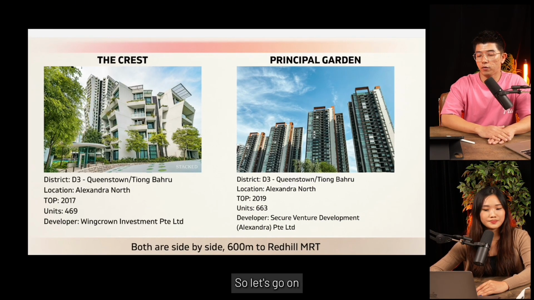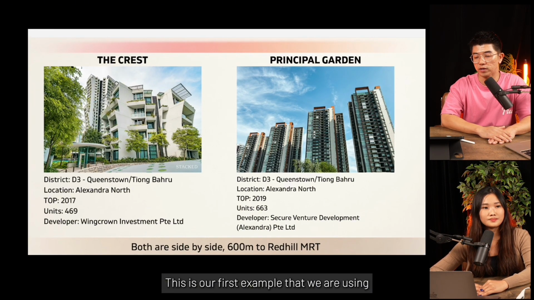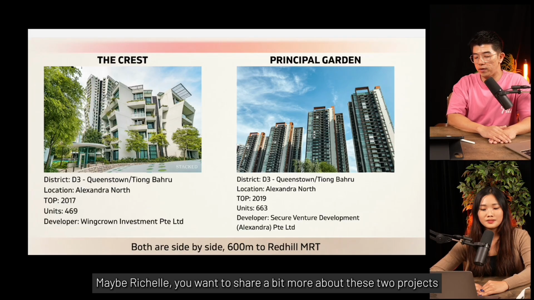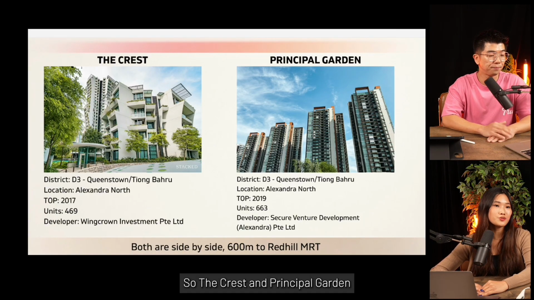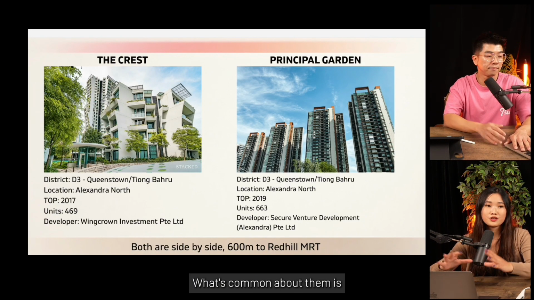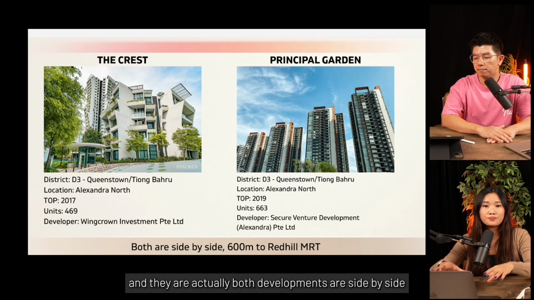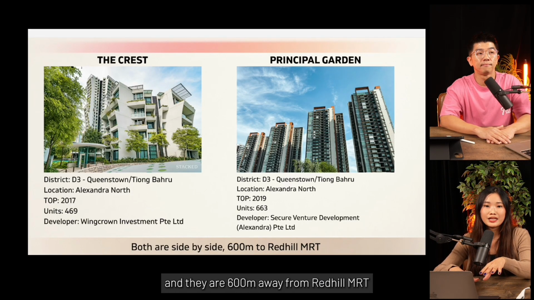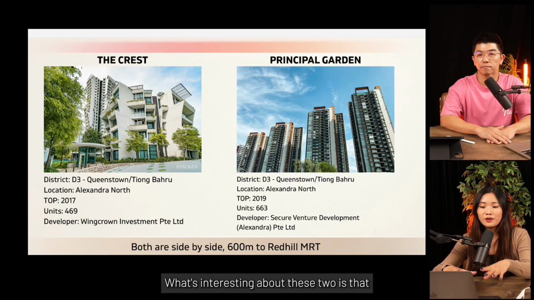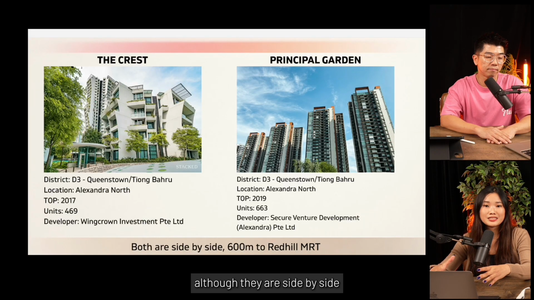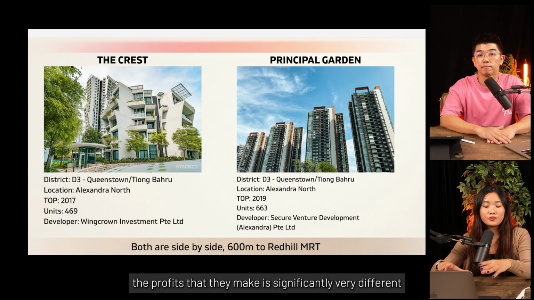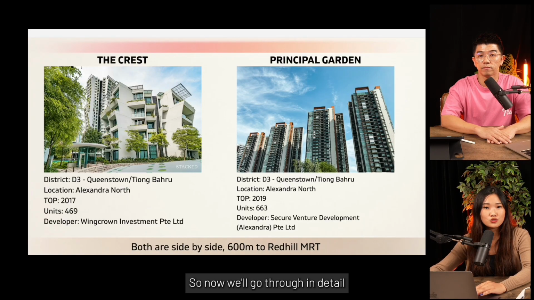So let's go on. This is our first example, the Crest and Principal Garden. Rochelle, maybe you want to share a bit more about these two projects? What's common about them is they are located in the Queenstown area, both developments are side by side, and they are 600 meters from Red Hill MRT. What's interesting is that although they are side by side, the profits they make are significantly different. Now we'll go through in detail.